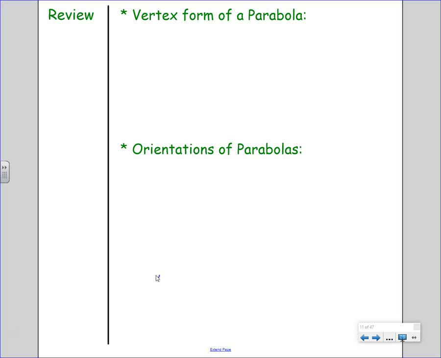So let's review. Vertex form of a parabola. We kind of just saw it. Vertex form of a parabola, which we started calling the standard form of a parabola, back when we did that worksheet with maximums and minimums. Yeah, it was a long time ago, right? Maximums and minimums.